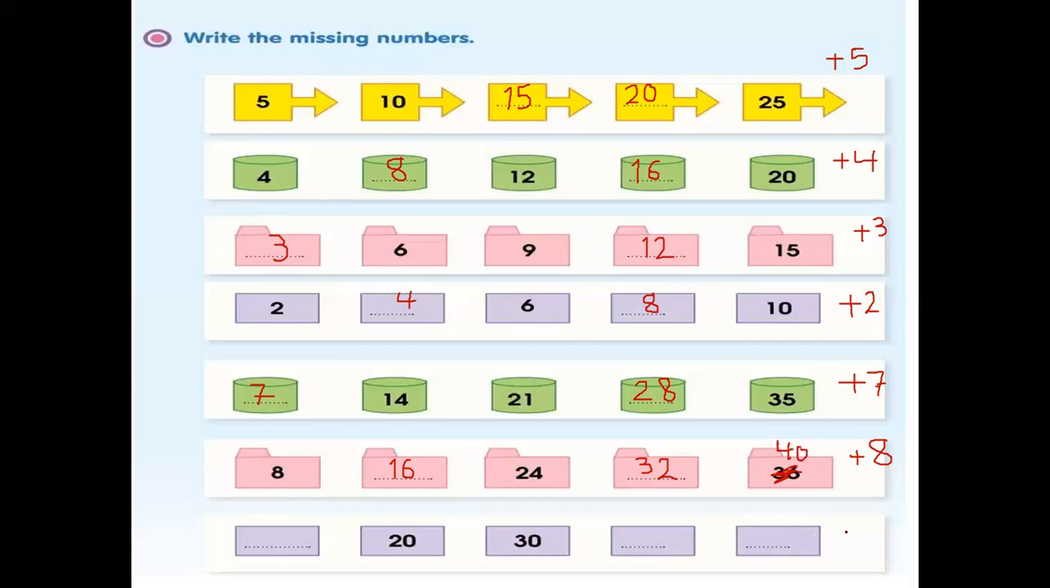The last one, we are adding 10. So what comes before 20? 10. So 10, 20, 30, 40, and the last one, 50. Excellent. Thank you so much.